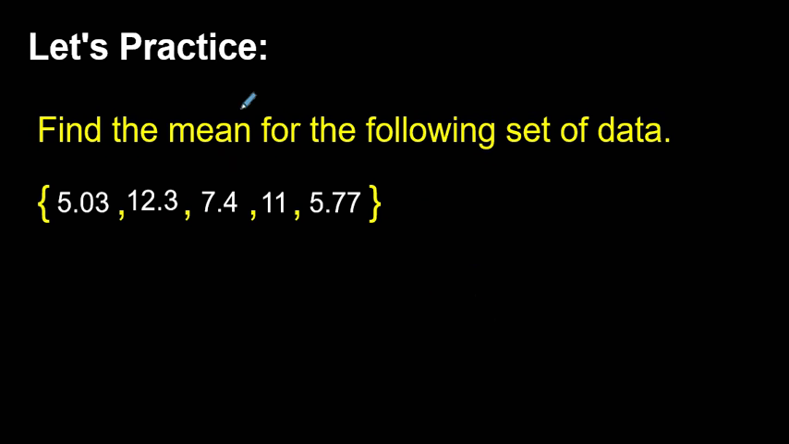Find the mean for this set. Now we have decimals involved. So again, pause the screen, add them together. Don't forget, when adding decimals, we need to line up the place values and line those decimals up as well. And then you're going to divide by the number of pieces of data in the set. So in this case, we have 2, 3, 4, 5 pieces of data.